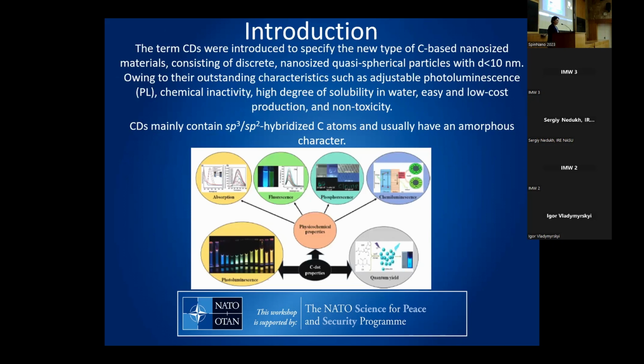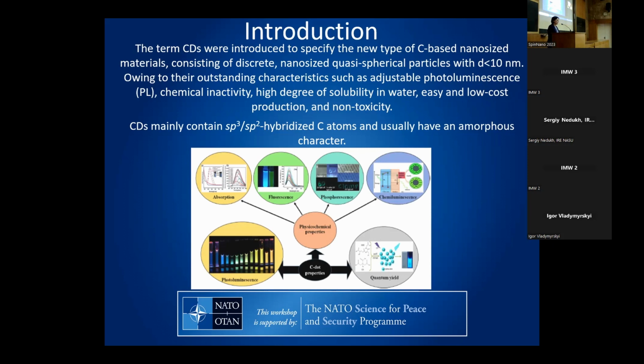conclusion. So carbon dots now, it's a very modern topic, and it's a new type of carbon-based nano-sized material. They consist of discrete nano-sized quasi-spherical particles with mean diameter less than 10 nanometers. They have very interesting properties such as adjustable photoluminescence. They are chemically inactive. They have a high degree of solubility in water, and what is important, easy and low cost production, and also they are non-toxic.